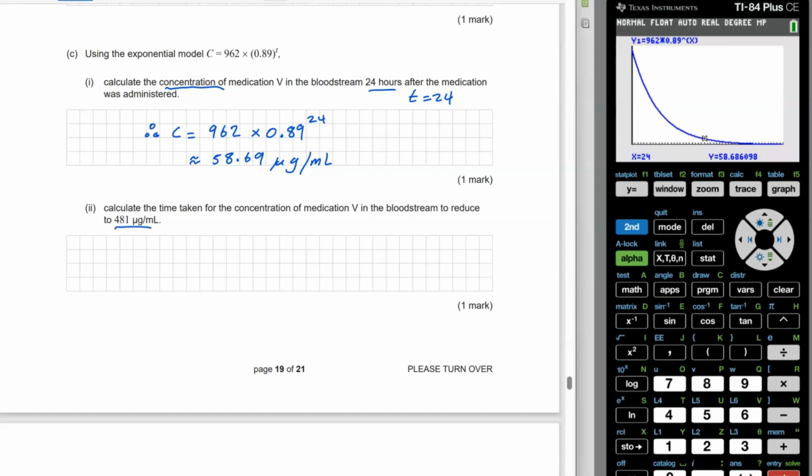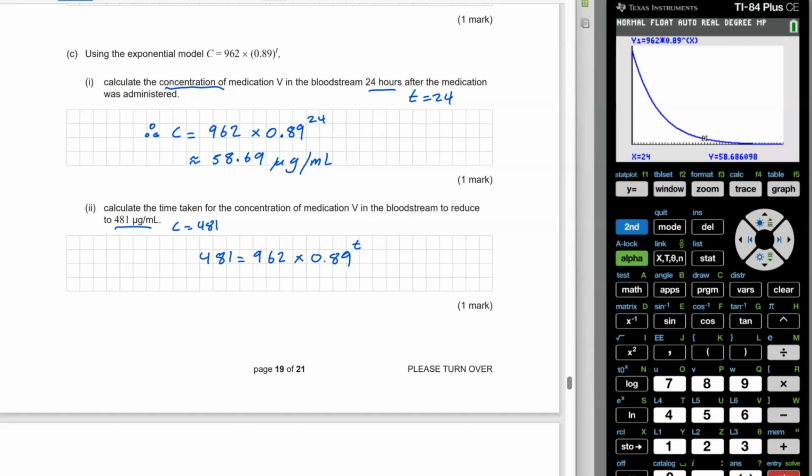So we've got the concentration this time. So C is equal to 481, and we want to know what the actual time taken there is. So we've got 481 is equal to 962 times 0.89 to the power of t, and we're interested in getting that t value.